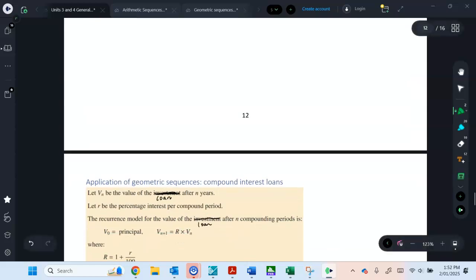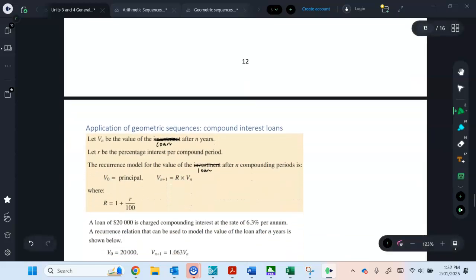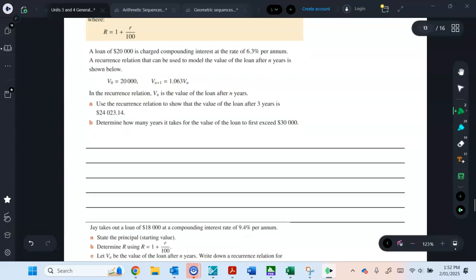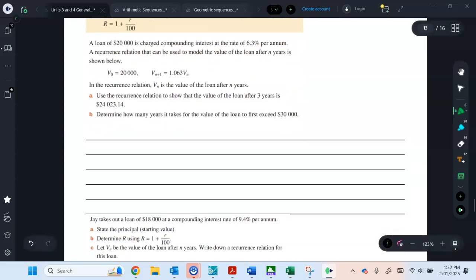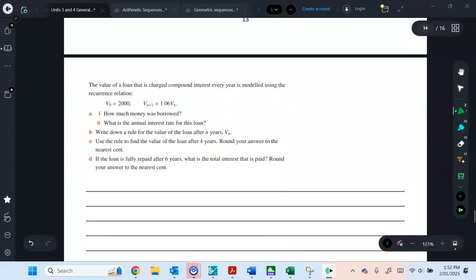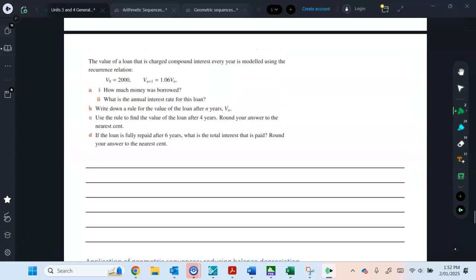Oh, actually, I think let's do a loan. All right, so the loan and investment are the same thing. You can see I've just changed to say loan, but it's not a mistake. It's just because this relates to loans, not investment, so it's the same thing for both. I just want to do a harder question, so I'm going to scroll. All right, let's do this one here.